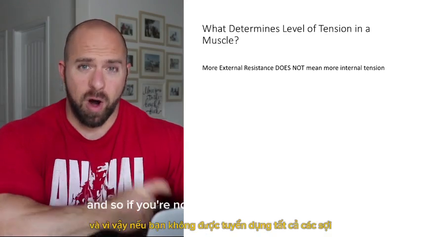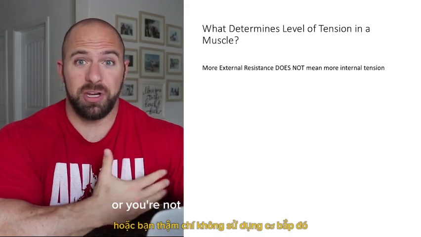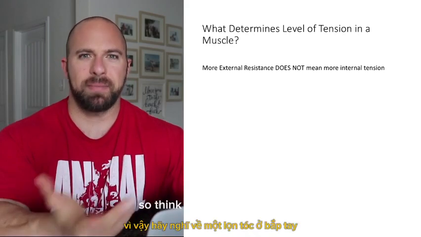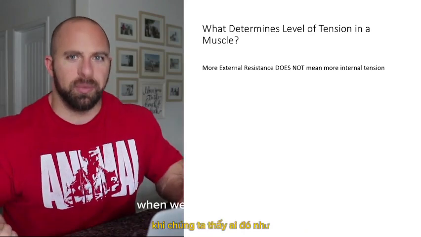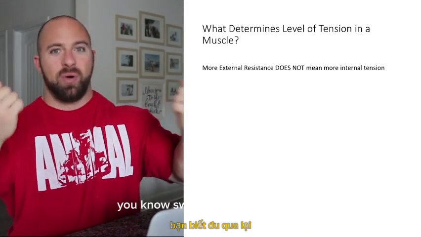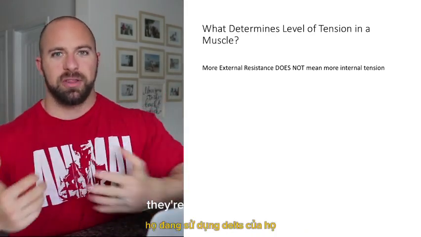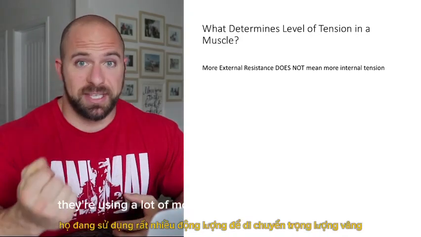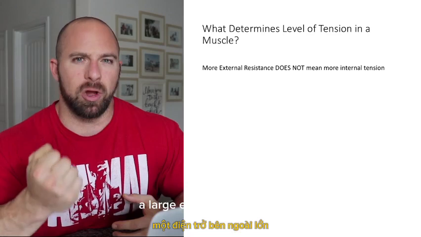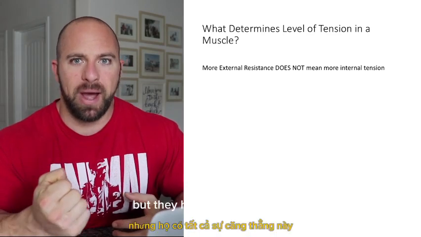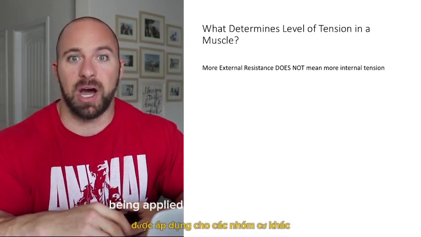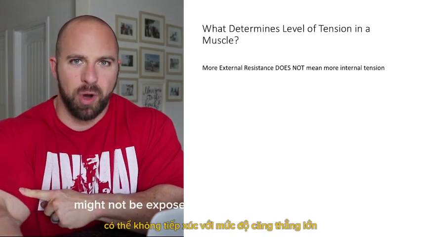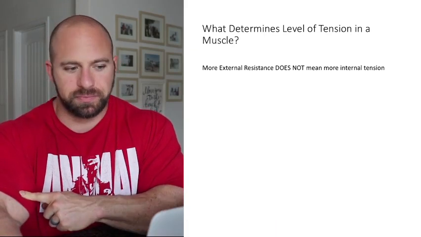And so if you're not getting all fibers recruited, or you're not even using that muscle to lift the weight, you're not going to get tension at that muscle. So think about a bicep curl. When we see someone swinging back and forth, they're using their delts, their lower back, a lot of momentum to move the weight. Yes, they might have a big weight in their hand, a large external resistance, but they have all this tension being applied to other muscle groups they don't want to. So the actual bicep might not be exposed to a great degree of tension.